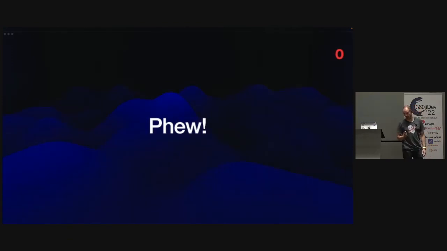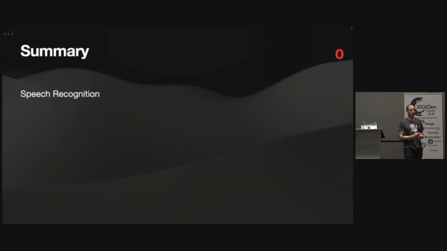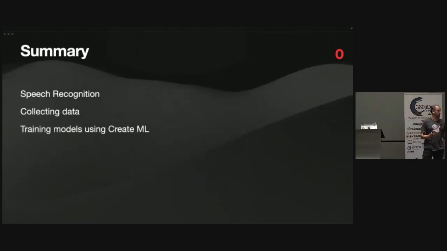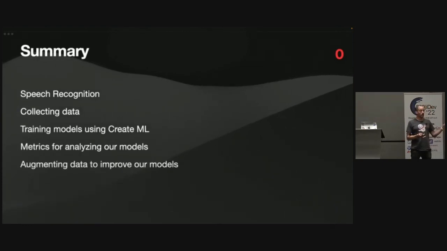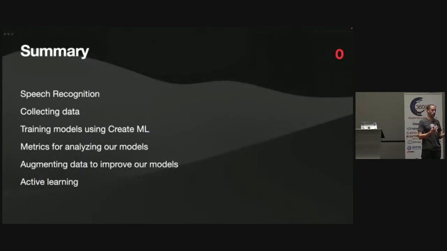All right. We've gone through a lot of stuff. We've talked about speech recognition and why it doesn't work, collecting data, how to do it, be friends with podcasters, essentially. We talked about training models using Create ML. We've talked about metrics for analyzing our models, the accuracy, a little bit of the precision, the recall. We've talked about augmenting our data to improve our models. So when you don't have enough data, you can augment your own data that you have to help get a little bit further. We've talked about active learning, which is a very promising way to get improvements to your model without having a lot of data. Just train on the hard examples. And there are lots of bad jokes.